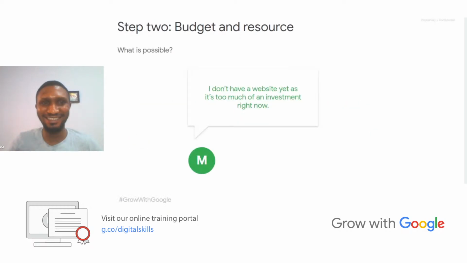Step 2, budget and resources. When you get to this point, it's very good to be very honest. Monday is saying she does not have a website as it's too much of an investment. She wants to showcase these products of hers, this hair. She's selling hair care products. She has this hair salon and the like. So selling a whole lot of hair care products, selling hair and the like. So she doesn't have the funds or the resources to get a website. So be very honest at this point.